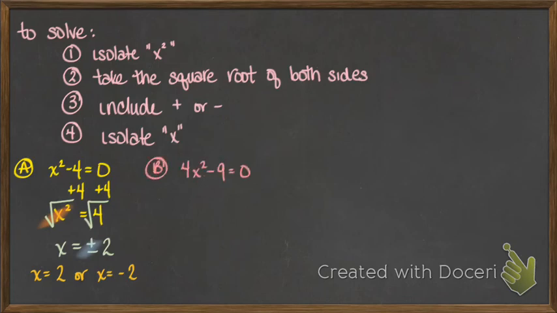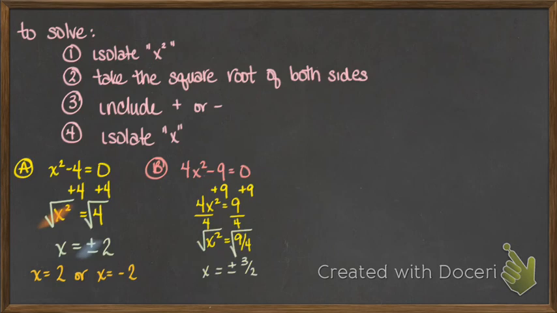Another one to look at. We're going to be 2 steps to isolating x squared here. We're going to have to both add 9 and then divide by 4. X squared equals 9 over 4. We shouldn't be scared off by a fraction. We can take a square root of anything we want as long as it's not a negative number.